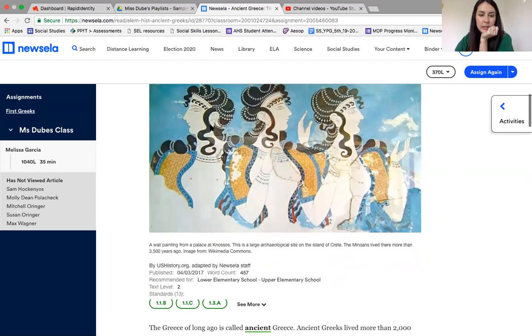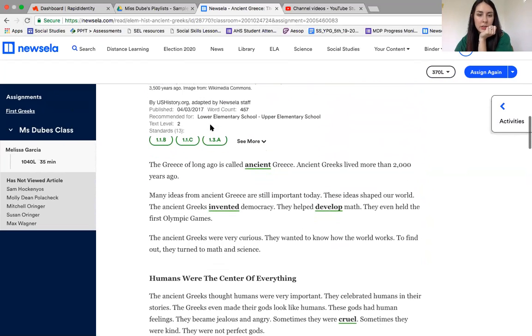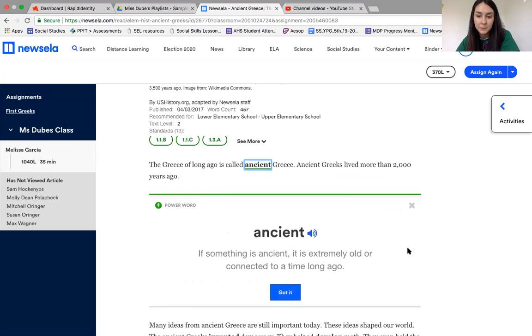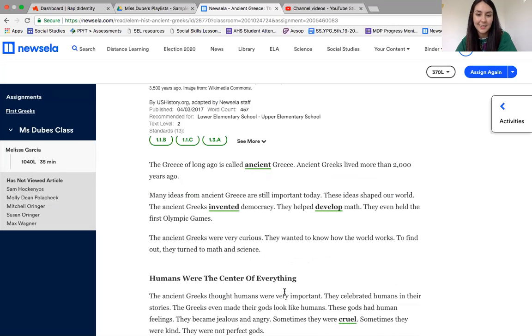So it says, the Greece of long ago is called ancient Greece. You should see that word ancient underlined. So I'm going to click on that. And it says ancient. If something is ancient, it is extremely old or connected to a long time ago. And you can click. Got it. Ancient Greeks lived more than 2,000 years ago. So just like it said, a long time ago, or something really old.